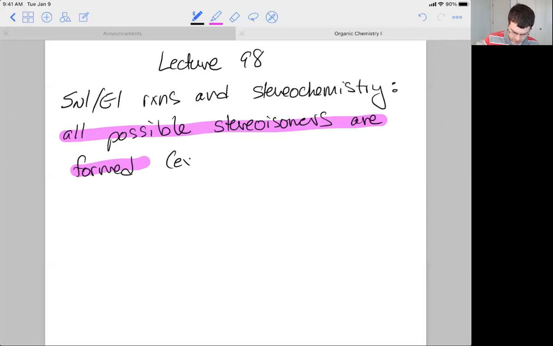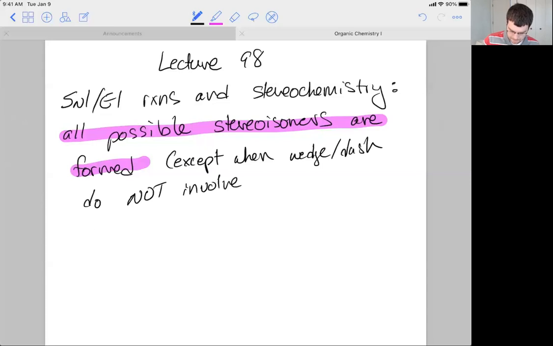The only exception is when wedges and dashes do not involve a C-X bond. Okay. Small caveat when you see the pictures. But the point is that all possible stereoisomers are formed, and that's for both the SN1 and the E1 reaction.